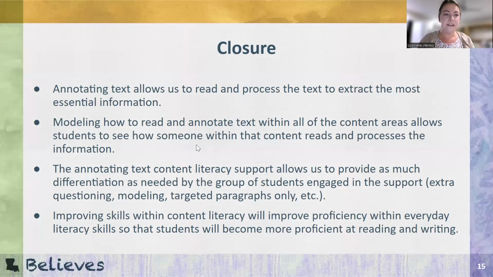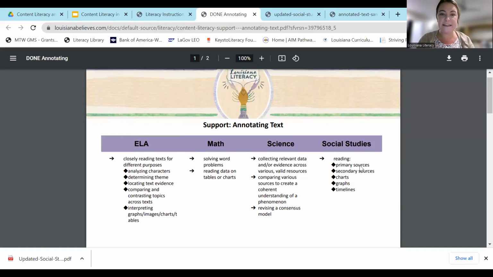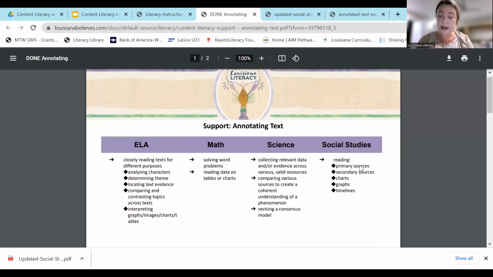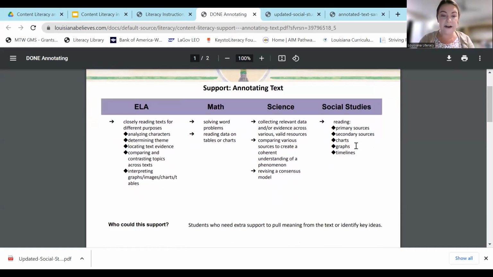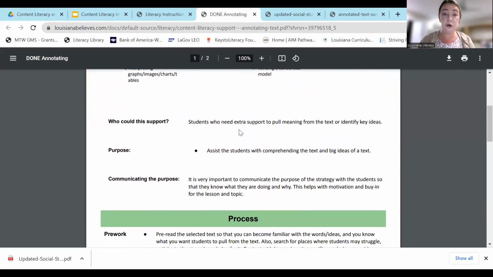Okay. So before I get to the closure though, I just wanted to show y'all really what the annotating text support looks like. And all of the supports look the exact same way. They're outlined the same way. They start with how they can be used within the different content areas. Then it goes into who could this support. They're definitely meant for a whole class. It's just a teacher move, for which you can do whole class, but you can definitely do it in a small group environment too. There always is the purpose for that support, and it always talks about communicating that purpose.